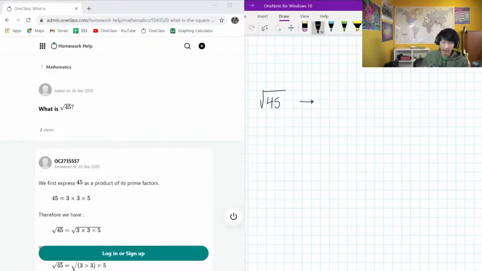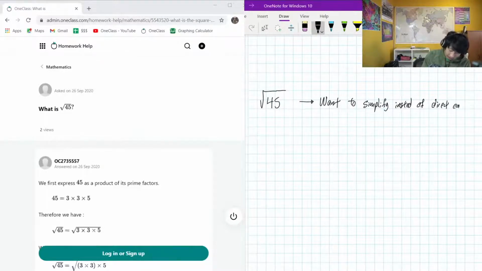But a lot of the times it's going to be a lot more intuitive to simplify this if we can, right? So we want to simplify instead of direct calculation. Some calculators are pretty good and they can automatically simplify this for you, but I'm going to teach you how we can do this just off the power of our noggins.